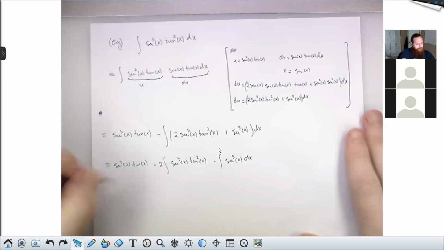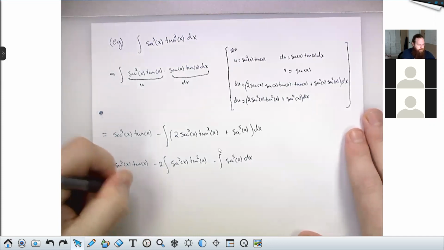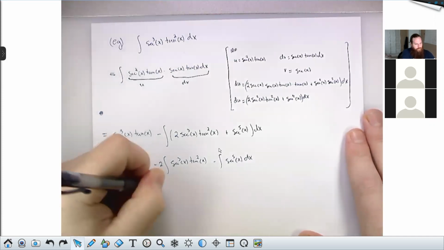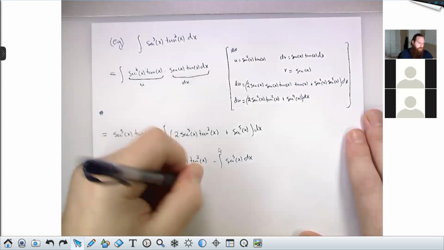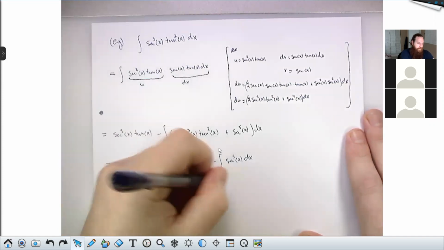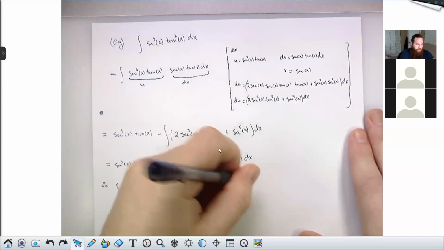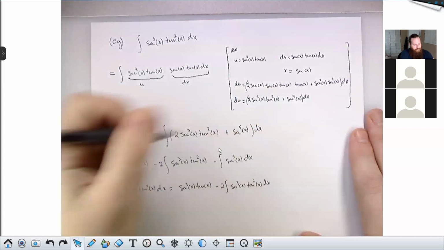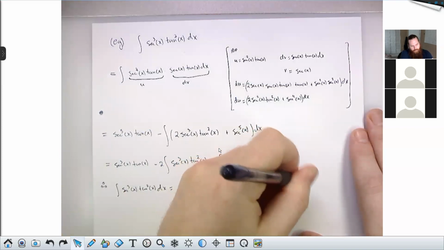But it ain't pretty. And I still need to integrate secant to the 5th to finish the job. So I'll recap this. The integral of secant cubed tangent squared is equal to secant cubed times tangent minus 2 times the integral of secant cubed tangent squared dx minus the integral of secant to the 5th x dx.